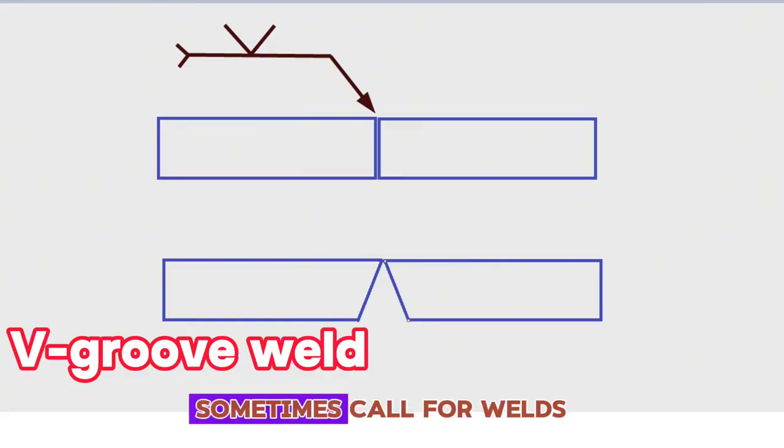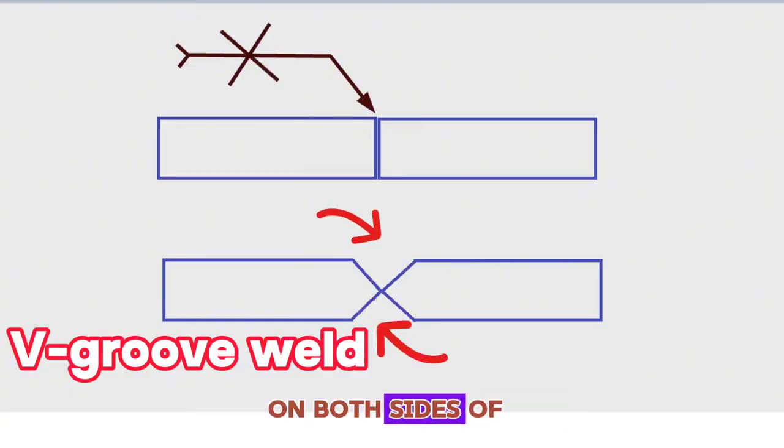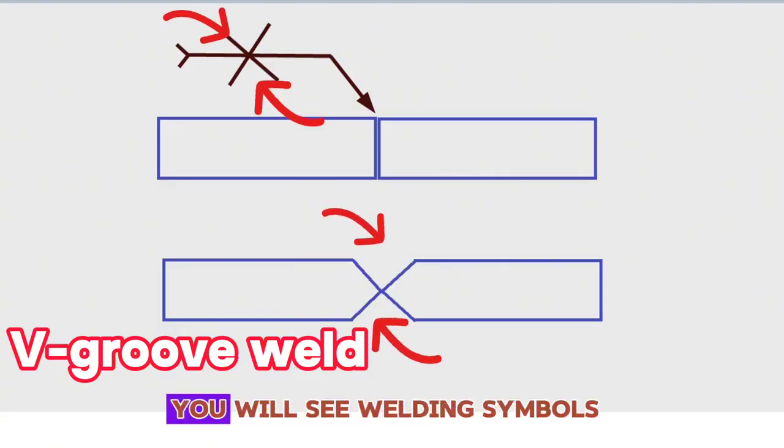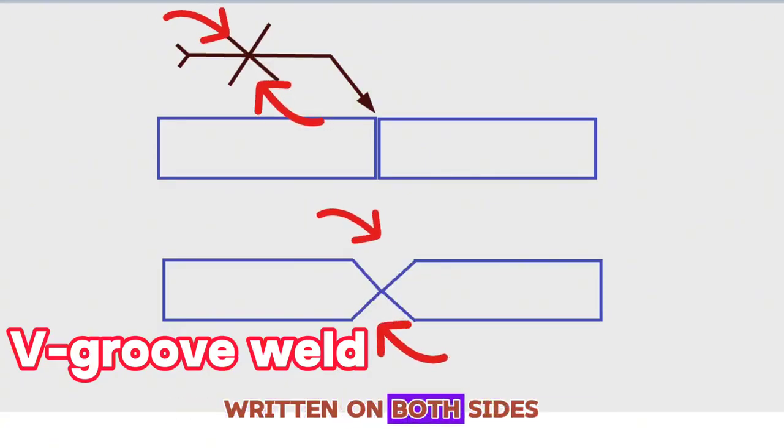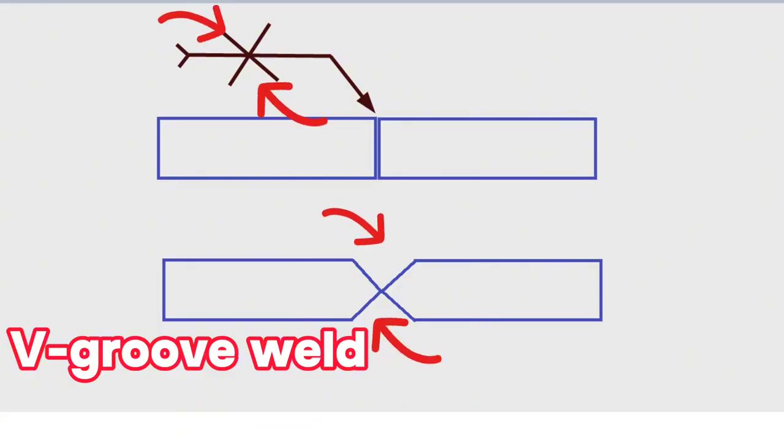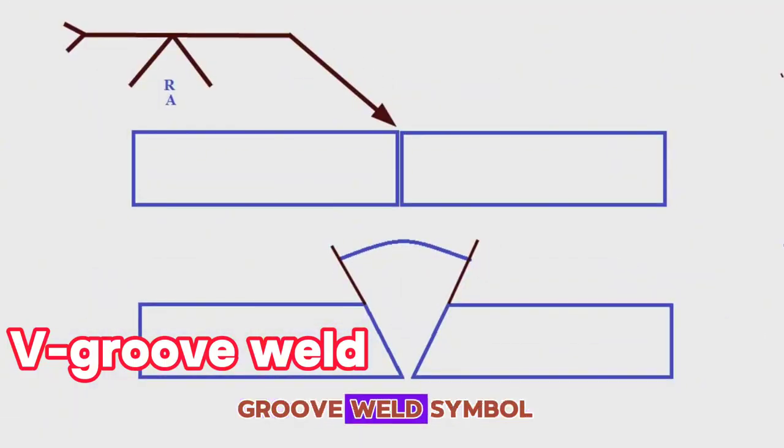Engineering drawings sometimes call for welds on both sides of the weld metal piece, so you will see welding symbols written on both sides of the reference line. There may be an angle above the V-groove weld symbol, which is the included angle of the bevels.